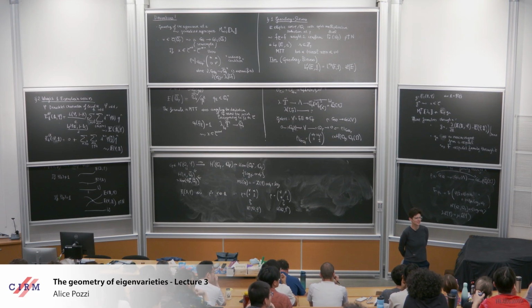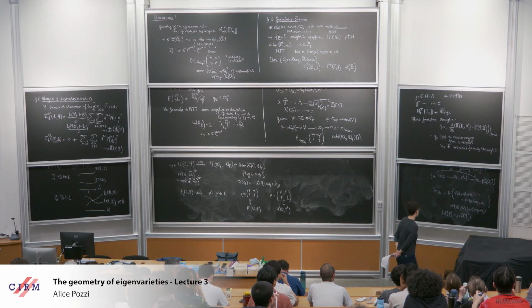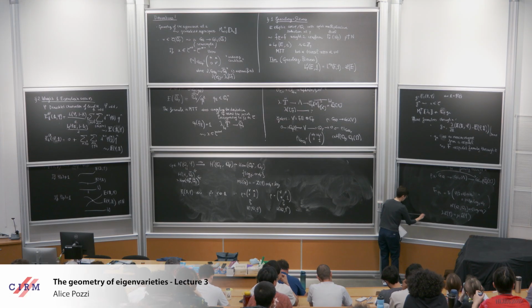I'm a bit confused about the local picture. So the lambda, yes, is the completion along the family corresponding to F, to that irreducible component. So yeah, I agree. The picture is confusing.